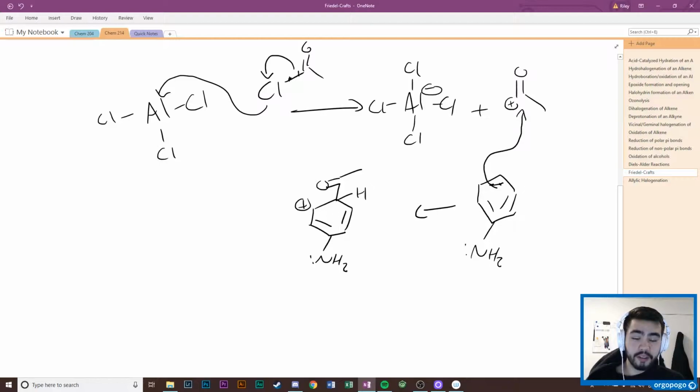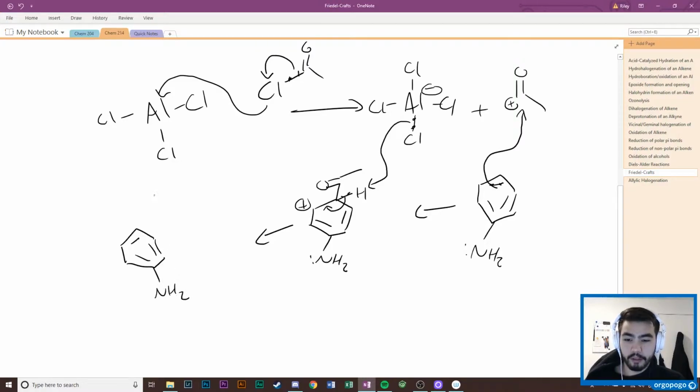We broke aromaticity. We need to reform it. And because this is a catalyst, we know that we have to regenerate AlCl3 at some point. So I'm going to draw an arrow from the AlCl bond electrons to this hydrogen right here. These two electrons are going to come back down, reform the pi bond, and restore the aromaticity. That gives us our final product of para-aminoacyl something. Plus your original catalyst. It is regenerated. It's a catalyst.